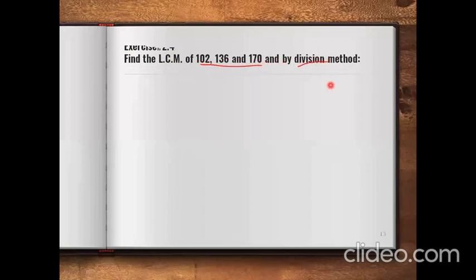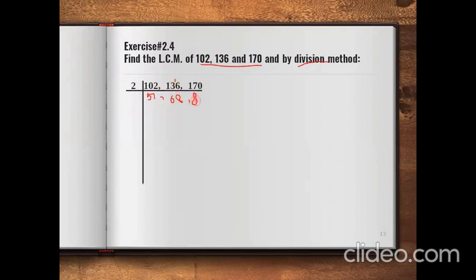When you are going to use the division method, you will write all the given numbers in a single line, separating them with commas. Understand? Then try to divide these numbers individually. First we are going to divide with 2. So 2 into 5 is 10 and 2 into 1 is 2. Then, comma, 2 into 6 is 12, and 2 into 8 is 16. And here, 2 into 8 is 16, 2 into 5 is 10.